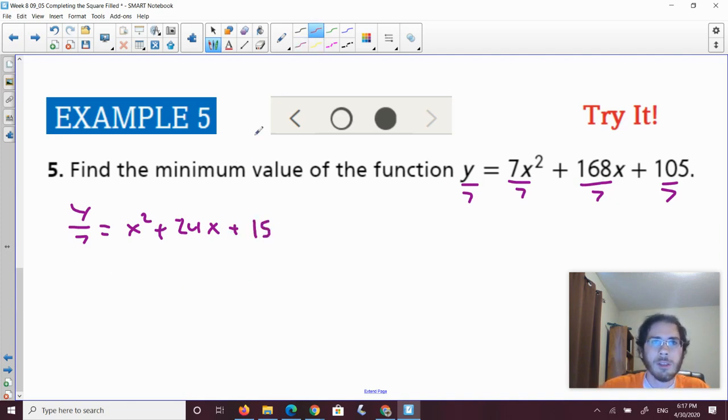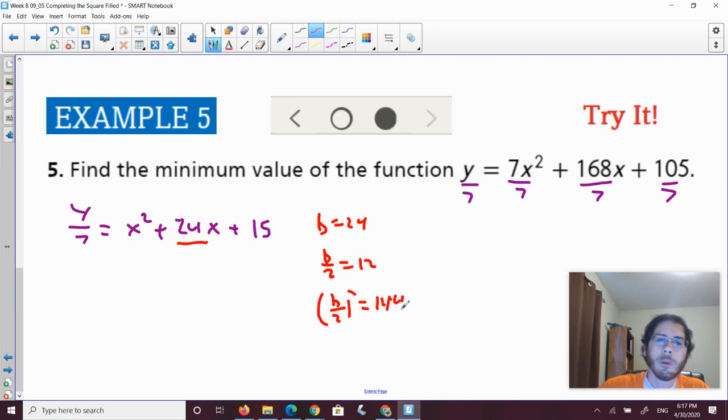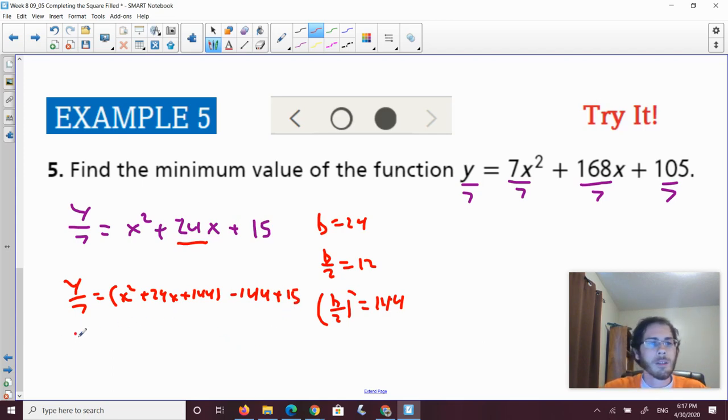Okay, let's just jump in. B is 24. B divided by 2 is 12. Square that. We get 144. All right, so y divided by 7 equals x squared plus 24x plus 144 minus 144 plus 15. All right, y divided by 7 is (x plus 12) squared. 144 and 15, so that's 129.